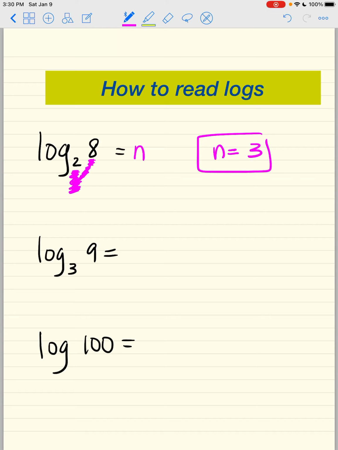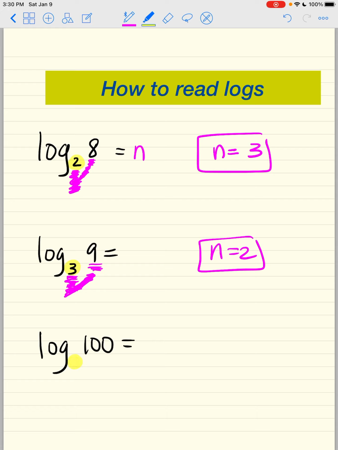Let's try another one. Log base 3 of 9. 3 to what power makes 9? 2. Now, in both of these cases, there was a base.